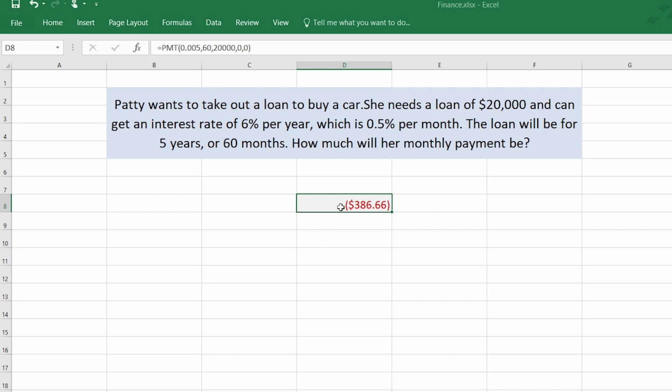Thus, Patty's monthly payments will be $386.66. Note that if we changed it to a 4-year loan, we could simply change the number of periods to 48 months and Excel immediately recalculates the loan payments as $469.20. We'll be using Excel for many of the complex problems in the course from here on out.